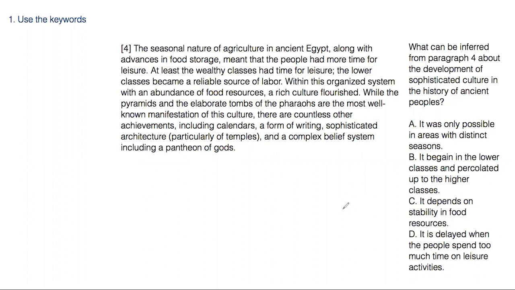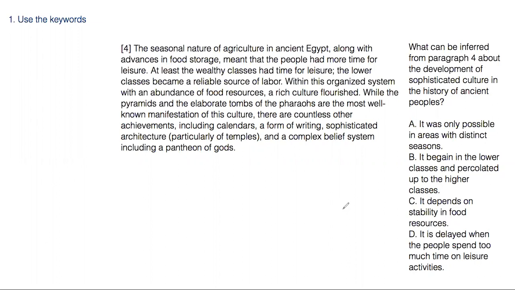The seasonal nature of agriculture in ancient Egypt, along with advances in food storage, meant that the people had more time for leisure. At least the wealthy classes had time for leisure. The lower classes became a reliable source of labor. Within this organized system, with an abundance of food resources, a rich culture flourished. While the pyramids and the elaborate tombs of the pharaohs are the most well-known manifestation of this culture, there are countless other achievements, including calendars, a form of writing, sophisticated architecture, particularly of temples, and a complex belief system, including a pantheon of gods.